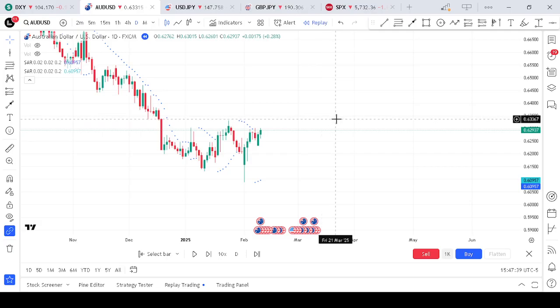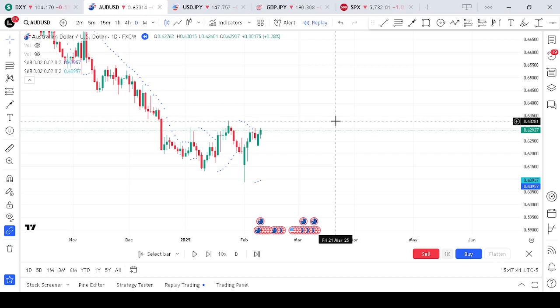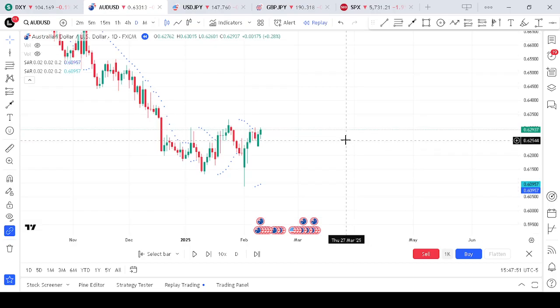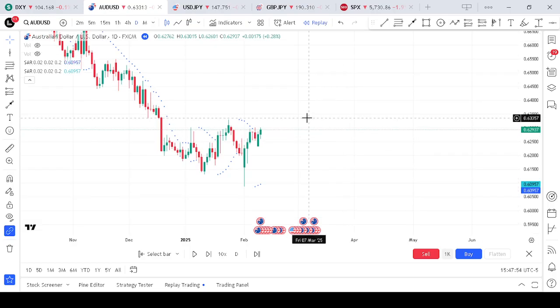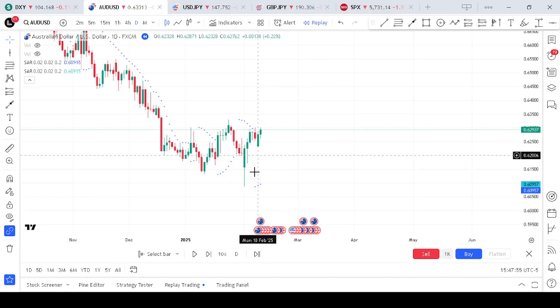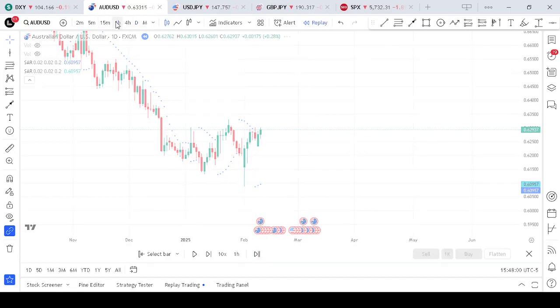For example, if the long-term SAR indicates an uptrend, you would only look to buy in the lower time frame. You will only be looking for buying opportunities. Once you have identified your long-term trend, you shift to your lower time frame. That's your 1 hour time frame or your 15 minutes as the case may be.